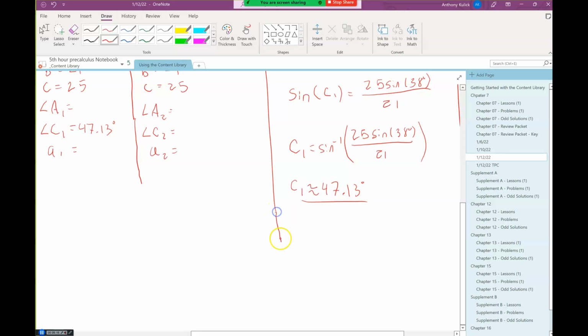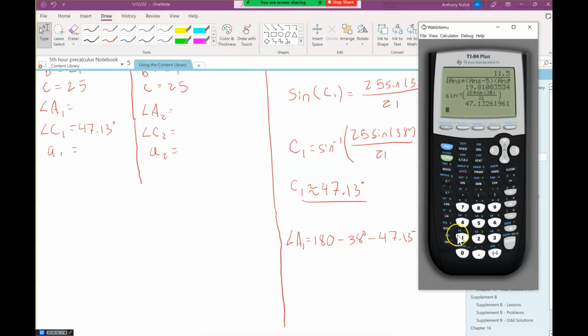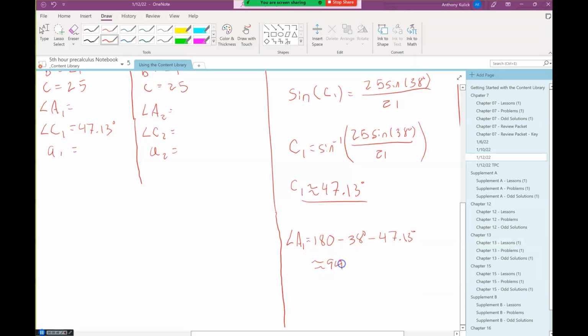Okay. Now that I have angle C1, getting angle A1 is going to be really easy because I have two of the three angles in my triangle now. So 94.87. Everybody cool there?